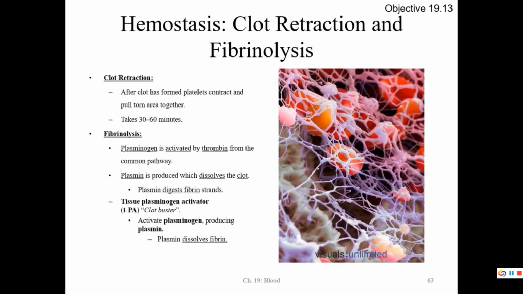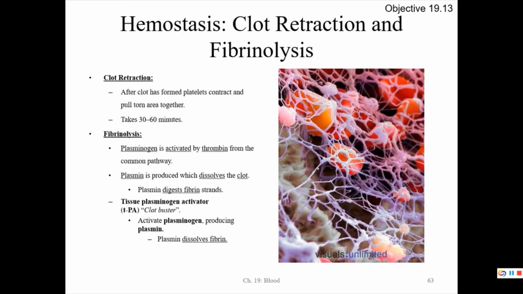Now, clot retraction. What happens after the clot's been made? Blood is coagulated. Here we have very coagulated loads of fibrin strands. These are real fibrin strands right here. They have been made like Spider-Man's web has been cast, and it catches all of the cells and stuff in it. The clot contracts; about 30 to 60 minutes it takes to break everything down.